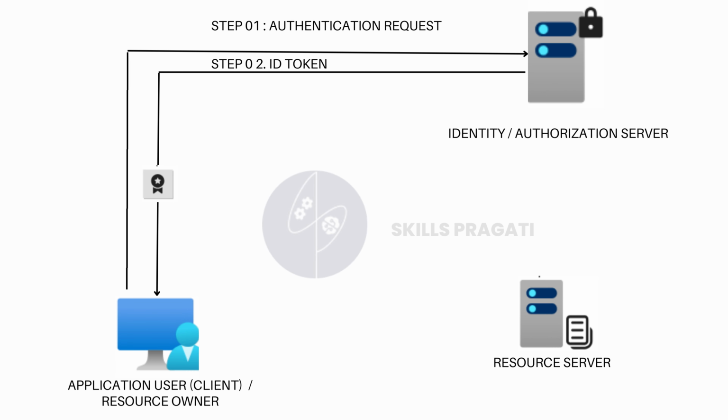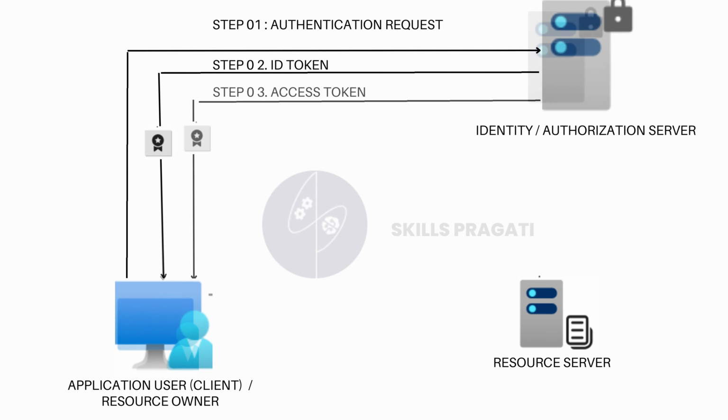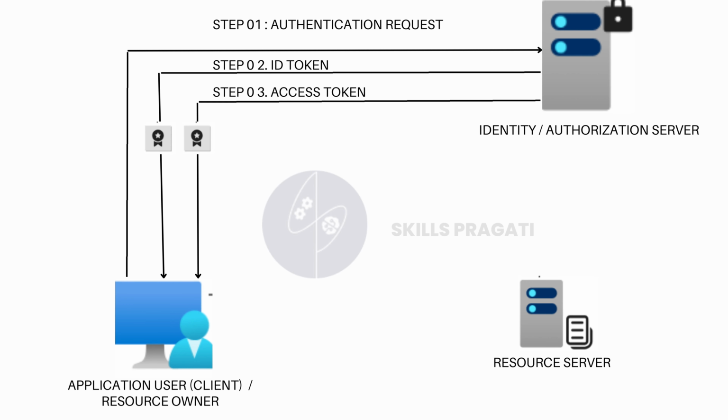Step 3. Simultaneously, the identity provider or authorization server obtains the end user's consent, ensuring that the user willingly grants permission for the client application to access protected resources. Once this consent is secured, the server issues an access token, signifying the authorization granted. This access token is then conveyed back to the client application.